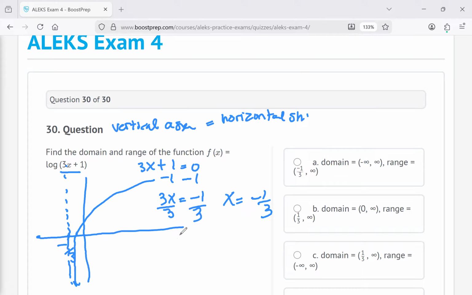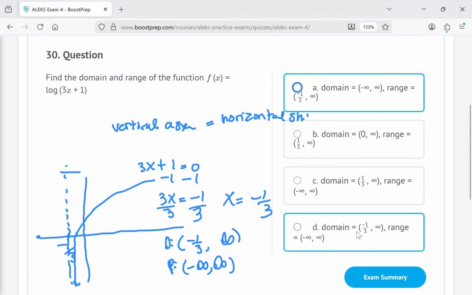So they're asking for the domain and range. So the domain is not all real numbers. It looks like our smallest x value is negative 1/3, and our highest x value is infinity. But the range is all real numbers, so it's negative infinity to infinity. So which one will that be? This one, right? Negative 1/3 to positive infinity, and then negative infinity to positive infinity.